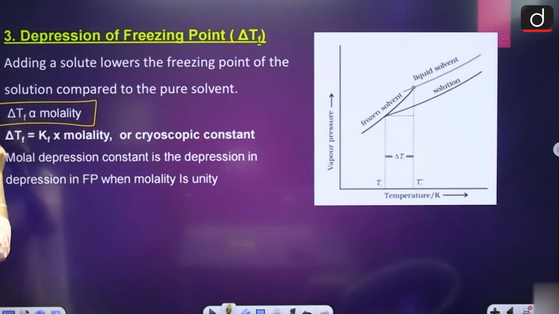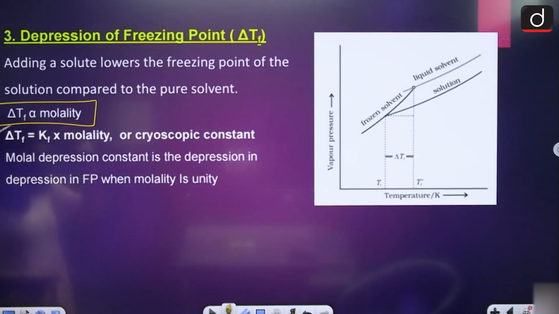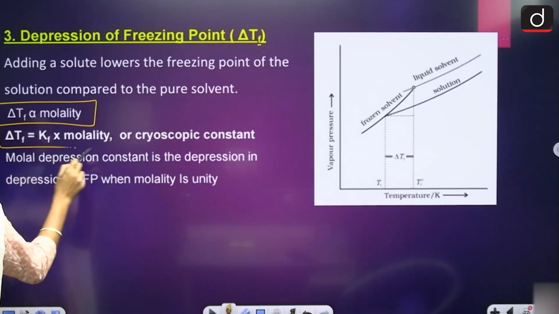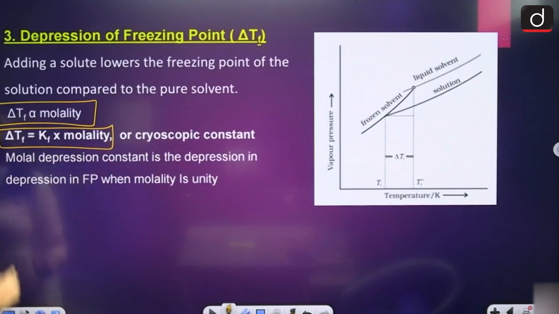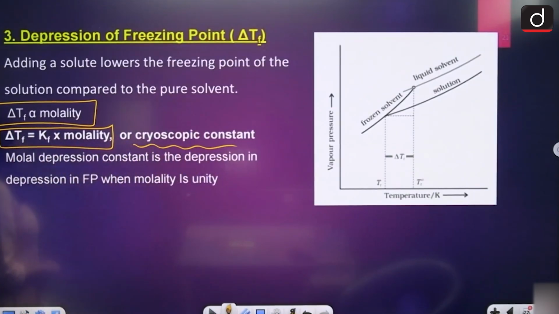It is also directly proportional to molality. See, it is TF, that is TB. Don't get confused. Delta TF is equal to KF into molality. KF is what? Cryoscopic constant. KB is what? Ebullioscopic constant. So molar depression constant is the depression in freezing point.